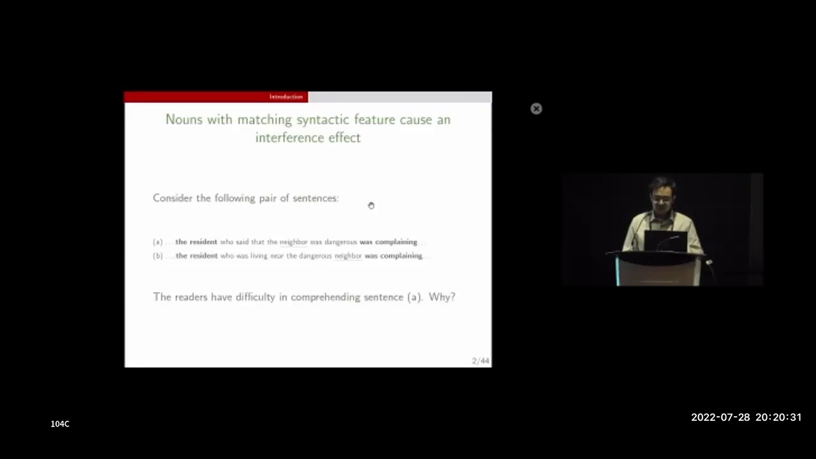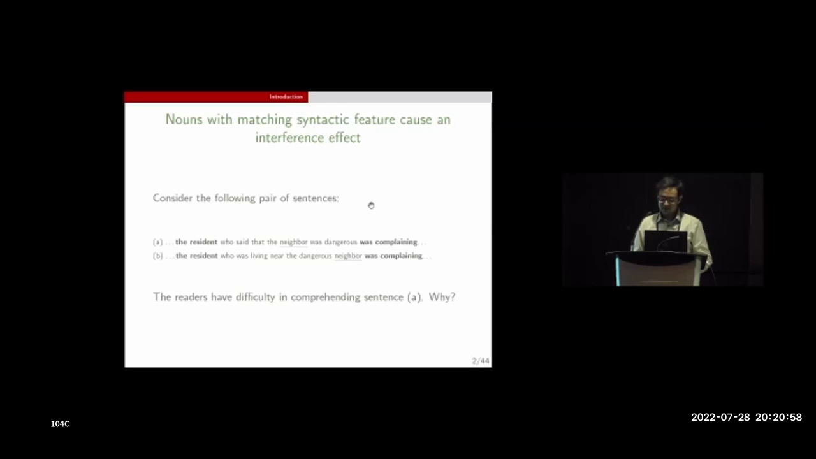Consider the following pair of sentences. Sentence A: the resident who said that the neighbor was dangerous was complaining, versus sentence B: the resident who was living near the dangerous neighbor was complaining. A consistent observation is that readers have difficulty comprehending sentence A compared to sentence B. Specifically, at the verb was complaining, the reading times are slower in condition A compared to condition B.